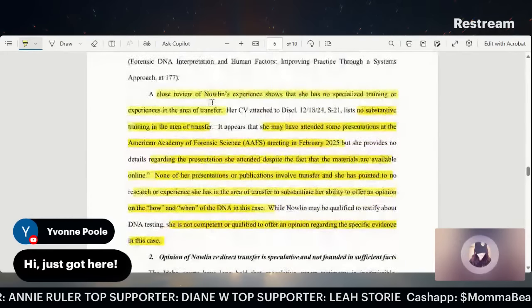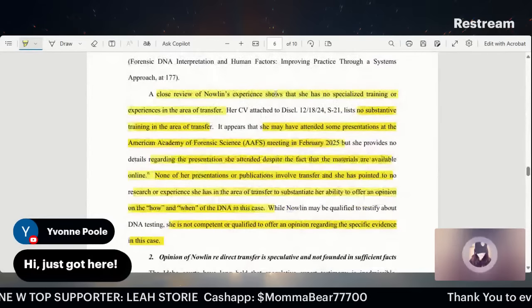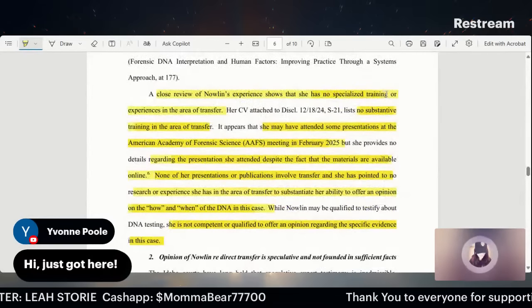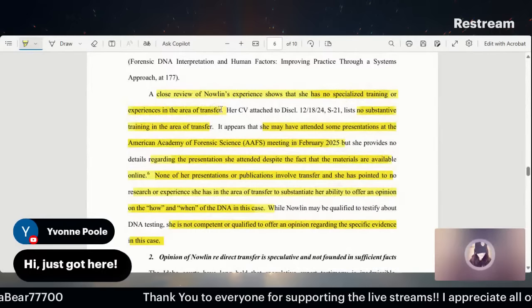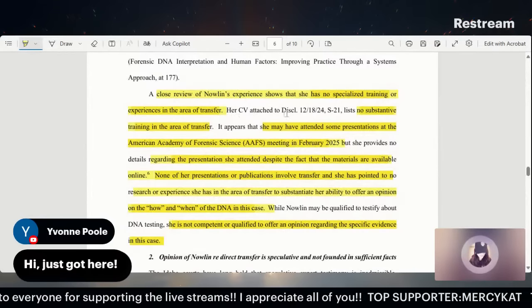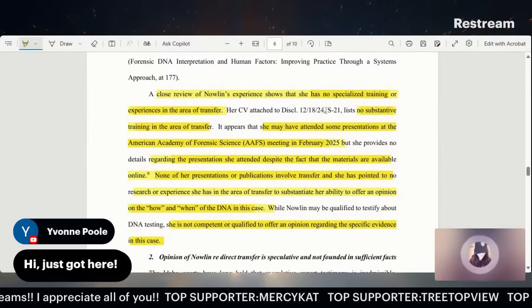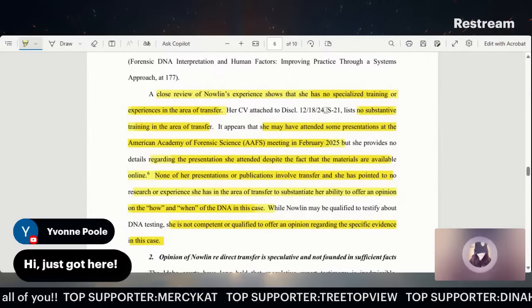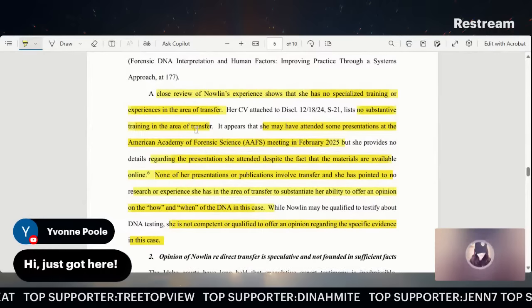A close review of Nowlin's experience shows that she has no specialized training or experiences in the area of transfer. Her CV attached to Disclosure 1218-2024 S21 lists no substantive training in the area of transfer.